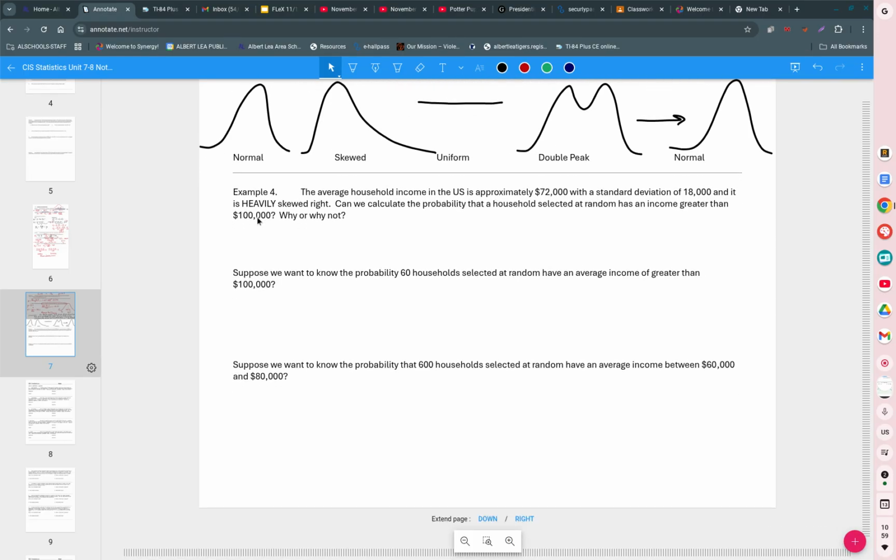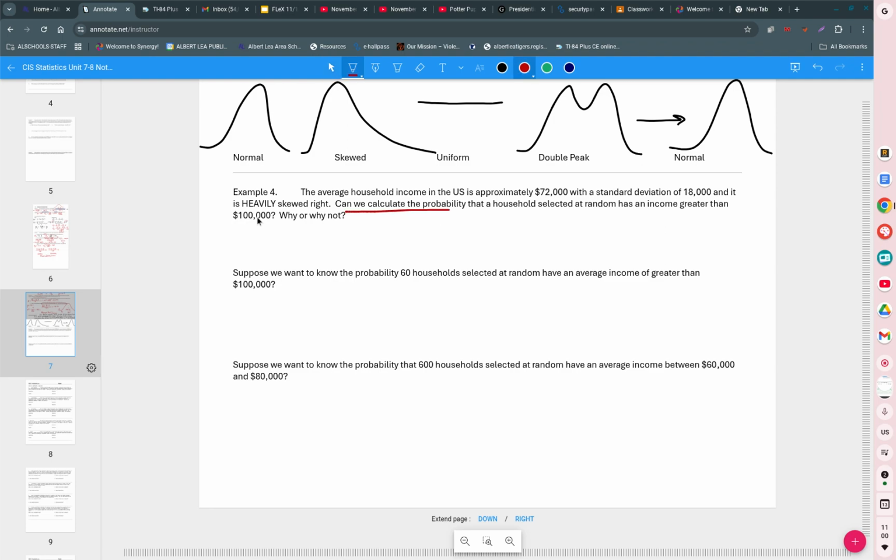So, our last example. The average household income in the United States is approximately $72,000 with a standard deviation of $18,000. Did you expect that to be higher or lower? Lower? Okay. It was 5 years ago. It was about 68. I added 4,000 for inflation. And it is heavily skewed to the right, meaning that you have people making 30, 40, 50, 60, 70,000, but then you have other people who are making 100, 200, 300, $400,000 a year. You get how it's skewed to the right? Very much pushed one direction.